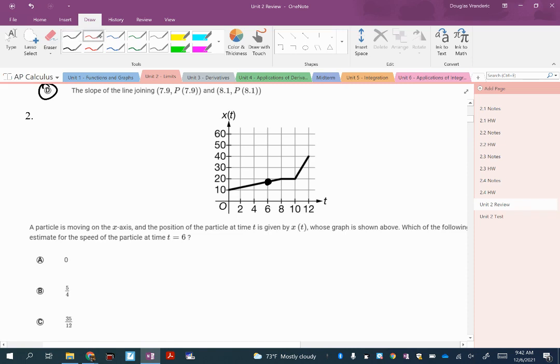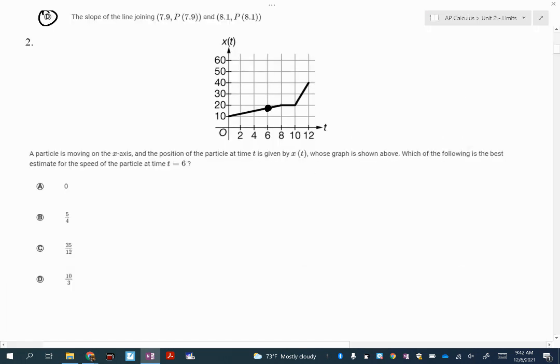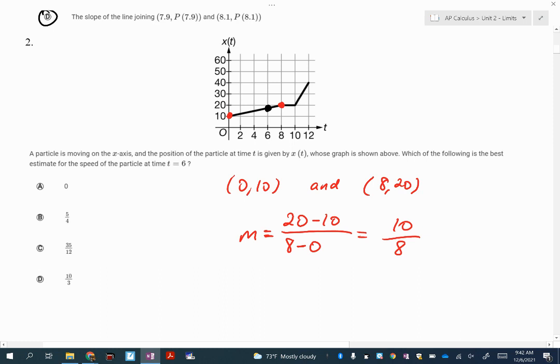So finding the slope of this line, I can use the endpoints of this piece of the line, and that's going to be the points (0, 10) and (8, 20). If I find the slope, I'm going to do my change in y over the change in x, and that gives me 10/8. All right, you'll see none of the answer choices are 10/8, but if you reduce that, you get 5/4.